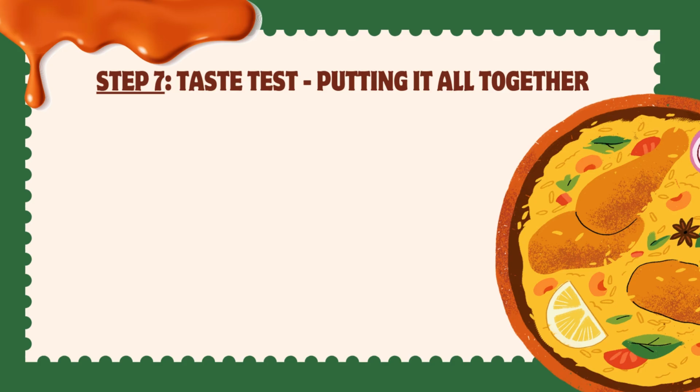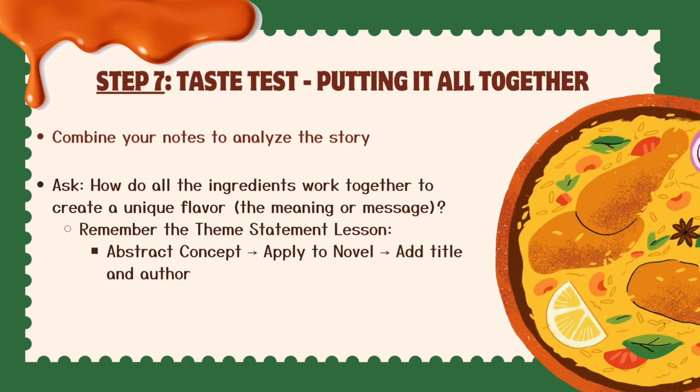And finally, on step 7, we're ready to put it all together and have our taste test. After you've gone through all of the steps of the recipe and written down your findings, you will combine your notes to analyze the story. Ask yourself, how do all of these ingredients work together to create a unique flavor which we know as the meaning or message? Remember the theme statement lesson. We come up with an abstract concept that appears in the novel, then we apply it to the novel, and then we add the title and author to finalize our theme statement. If you don't remember how to create a theme statement, make sure to go to the theme video and review those steps. Once you've found out the meaning or the message, the finished dish is your literary analysis.